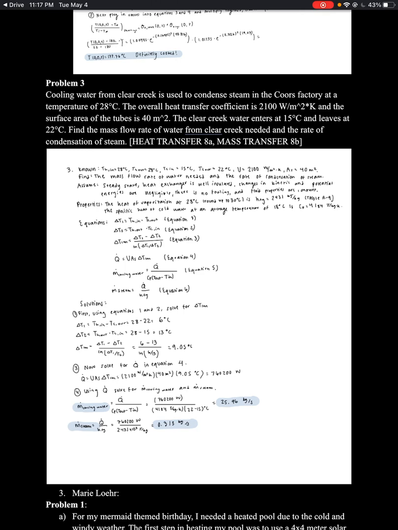So once you plug in the values for those, you get a mass of cooling water of 25.96 kilograms per second and a mass of steam of 0.313 kilograms per second.